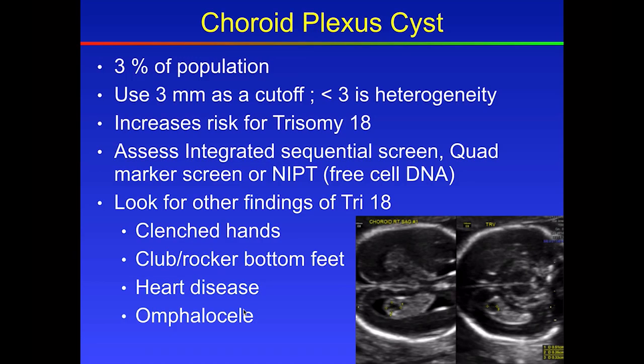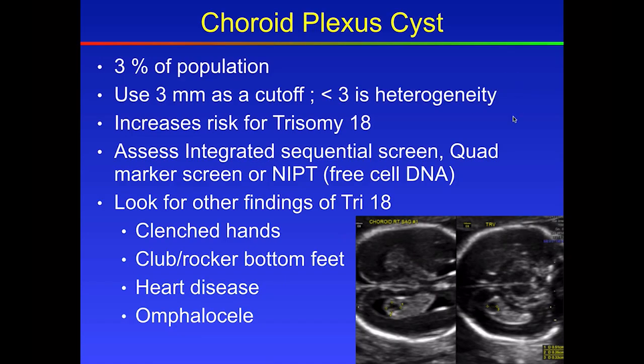3% of the population will have a choroid plexus cyst, and this is a soft marker for trisomy 18. It doesn't have any specific problem in and of itself. It's just that it raises your risk for trisomy 18. And we use 3 millimeters as our cutoff. If it's above 3, we call it a choroid plexus cyst. If it's under 3, we call it heterogeneity in the choroid. And we don't talk to patients about that.